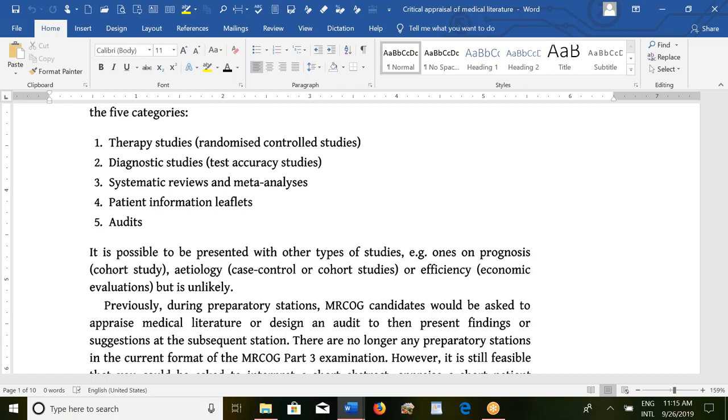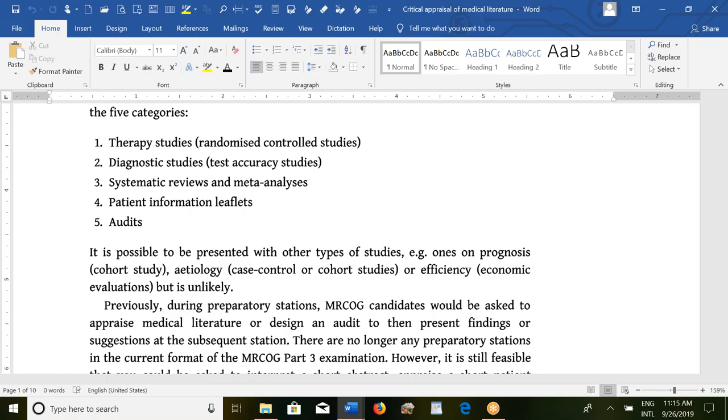So it is possible to be presented with other types of studies. For example, one on prognosis, like cohort studies, basically when we want to see how the patient will do in the long run, or how the patients did in the long run. Like we said, cohort studies can be prospective or retrospective. So when you are commenting on prognosis, that will be based on a cohort study, because you are selecting a group of people and following them.